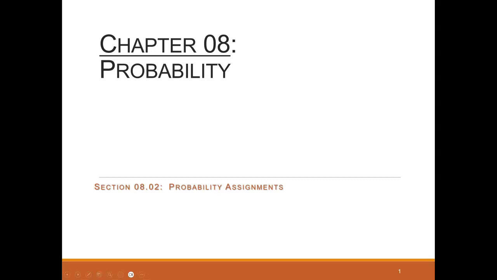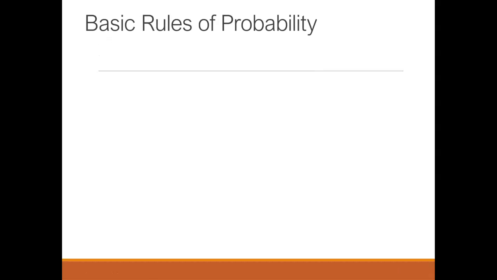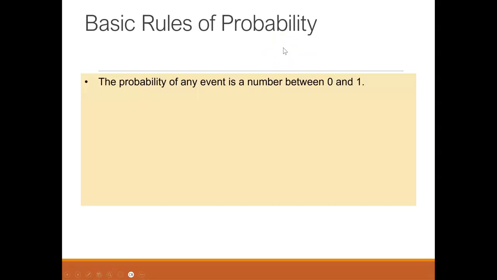So let's pick up where we had left off in chapter 8. We've been talking about probability. Last time we talked about counting, right? We talked about events and outcomes and that kind of stuff. We're going to continue talking about probability, so let's review some basic facts or rules about probability.